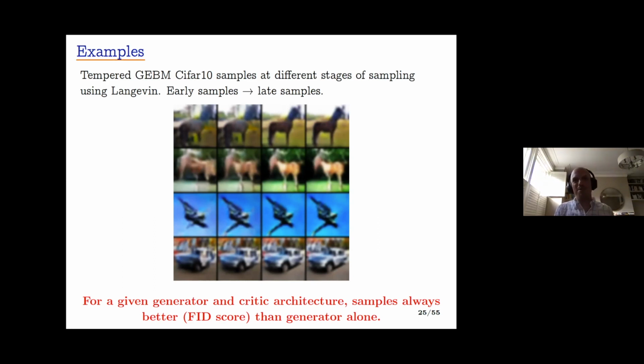So these are the samples that we get by drawing from the posterior over our latent space and then pushing those latent samples through the generator. What we found empirically is that, all else being equal, you always end up getting better samples if you incorporate the critic, if you incorporate the energy.